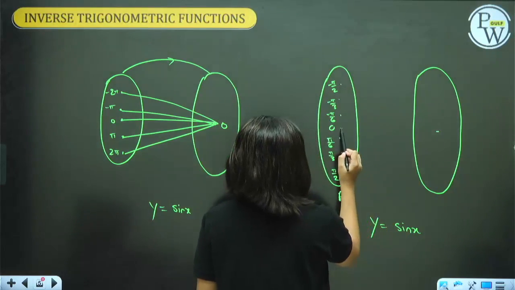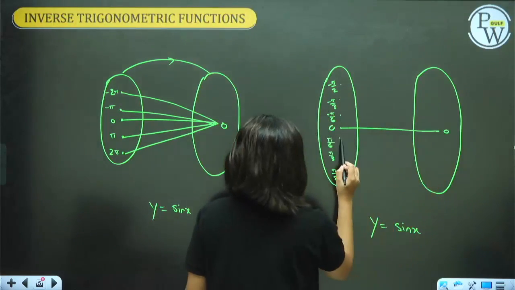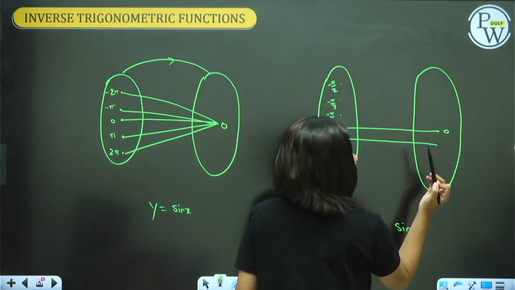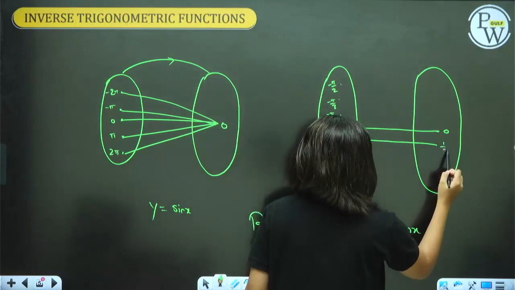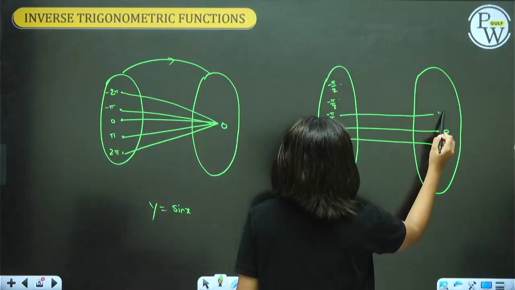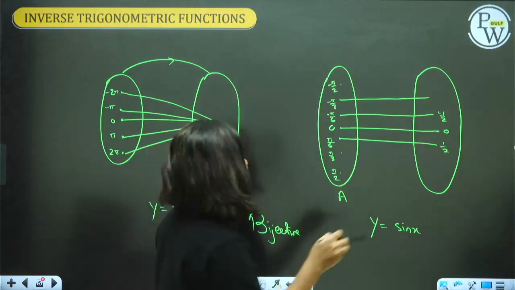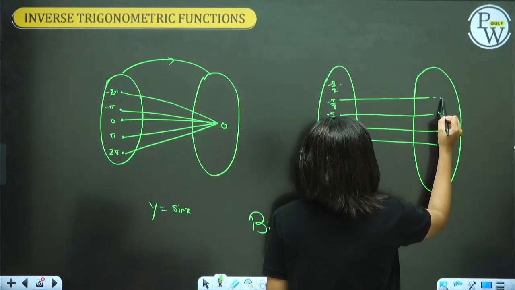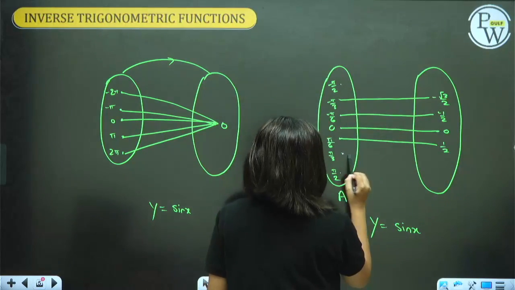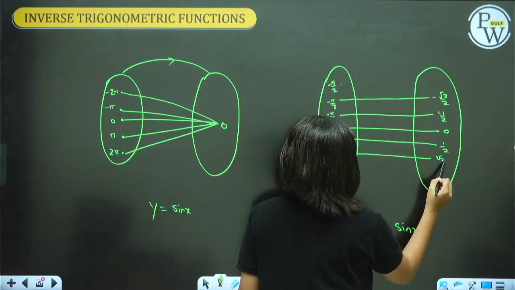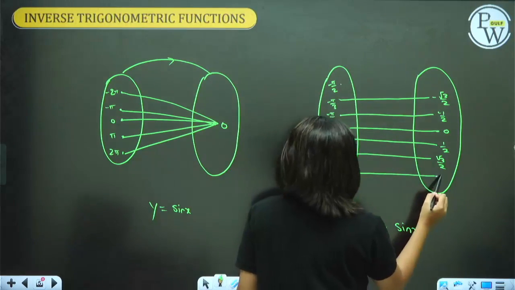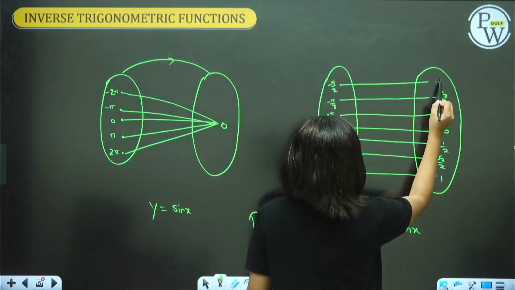What will be the output? Sine 0 is 0. Sine 30 is 1 by 2. Minus 30 is minus 1 by 2. Minus 60 is minus root 3 by 2. And here again 60 is plus root 3 by 2. Sine 90 is 1. Sine minus 90 is minus 1.